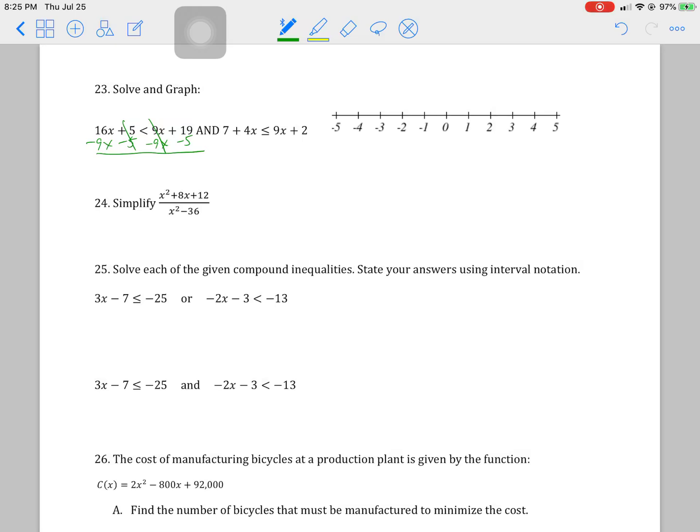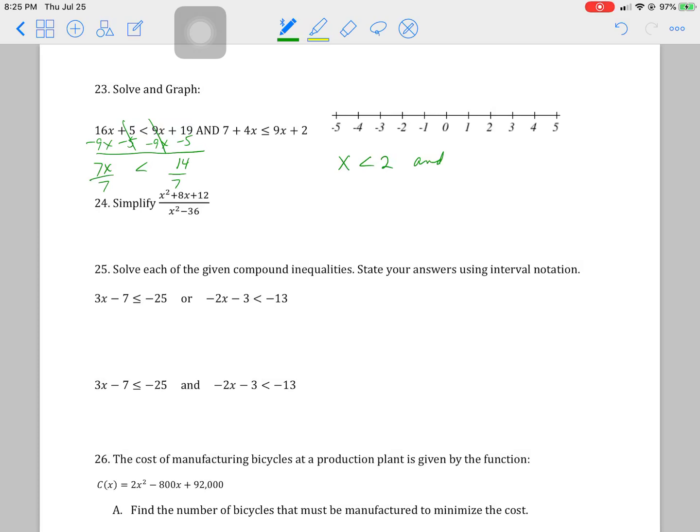And 7x is less than 14. Get my x alone. I do not change the sign because I'm not flipping anything. So that's going to be x is less than 2 for that side.